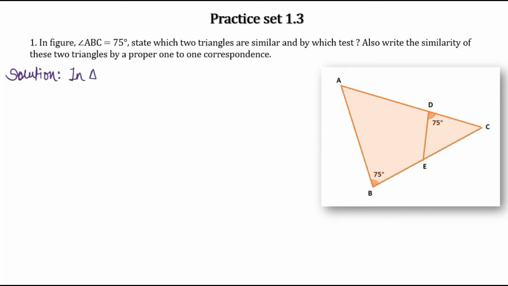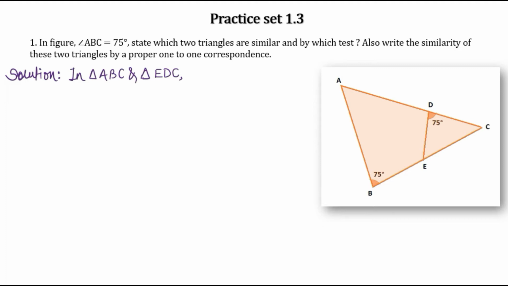In triangle ABC and triangle EDC. See this, I am selecting triangle ABC and triangle EDC. Okay, and I have to prove that these two triangles are similar. And if they are similar, then I have to answer by which test. So I am taking triangle ABC and triangle EDC.